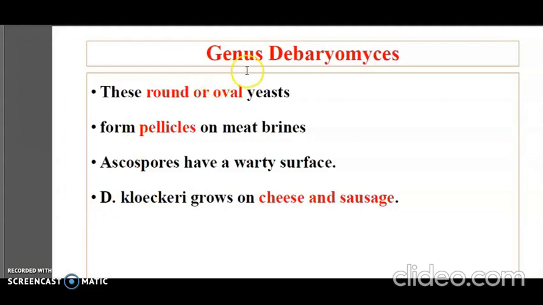The next genus is Debaryomyces. These are oval or round yeast and form pellicles on meat brines, and the ascospores have a warty surface, and the species Debaryomyces kloeckeri grows on cheese and sausage.